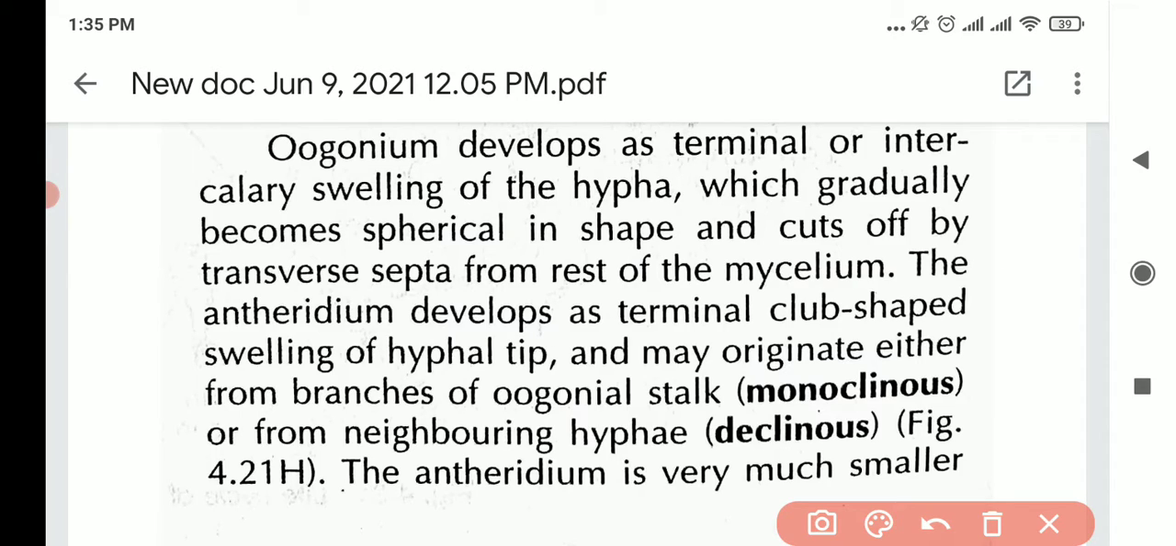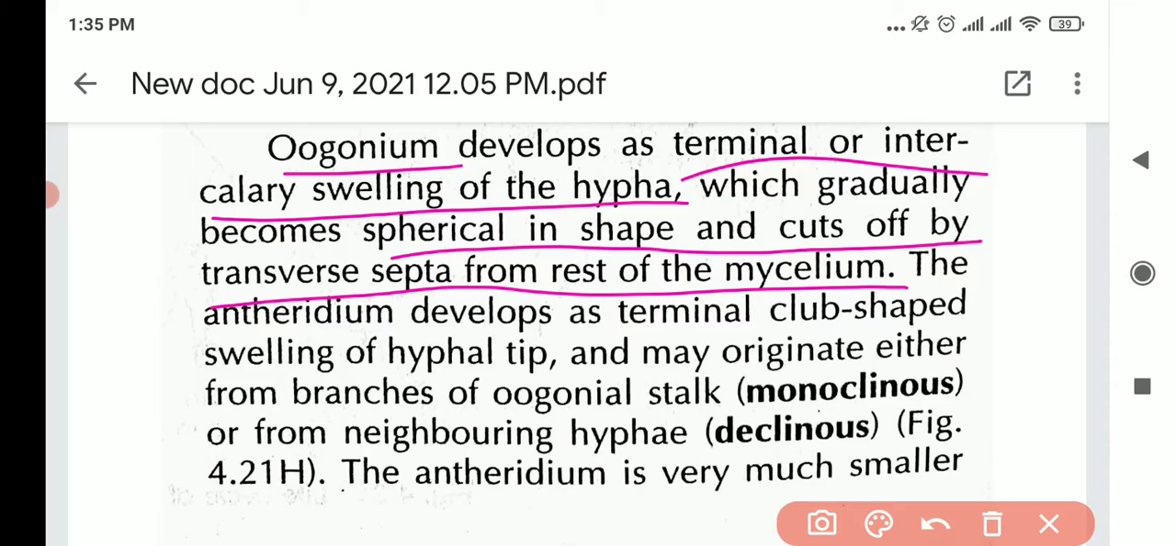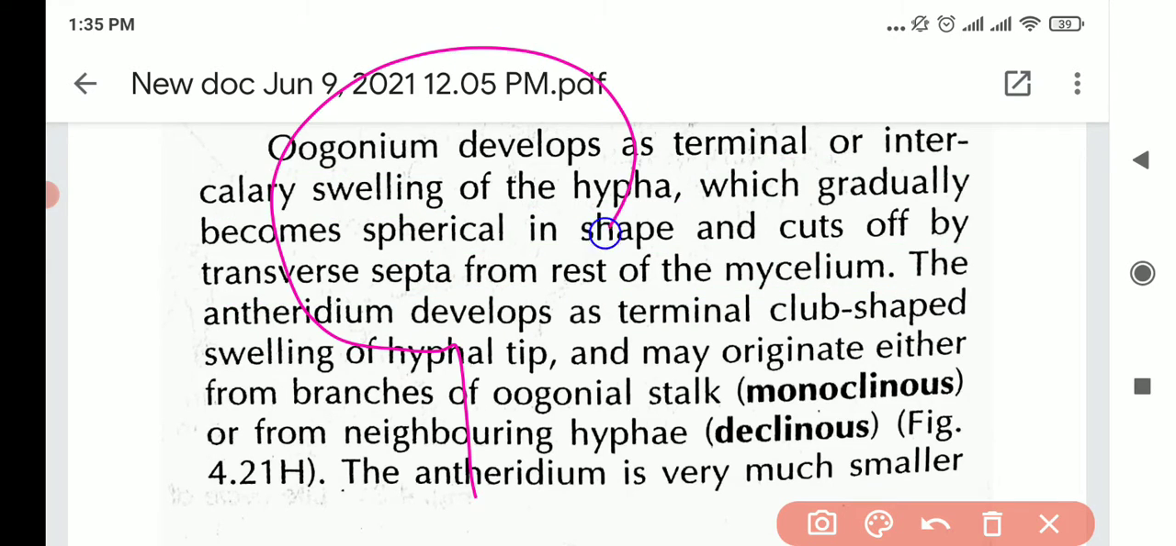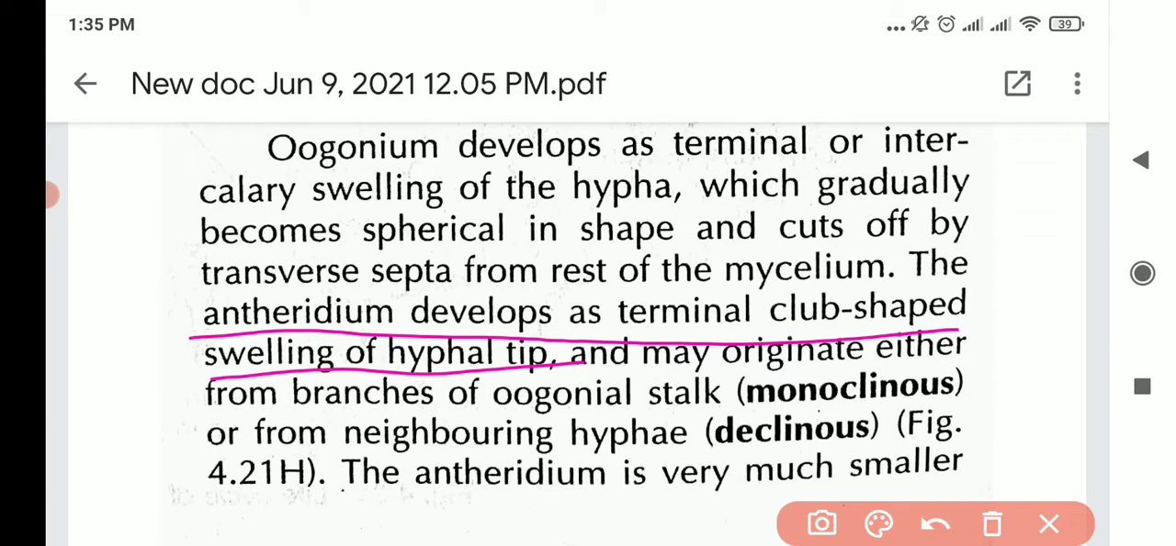The oogonium will develop as a terminal or intercalary swelling of the hypha, and it will become spherical in shape and be cut off by a transverse septum from the rest of the mycelium. The antheridium will develop as a terminal club-shaped swelling of the hyphal tip and may originate either from branches of the oogonial stalk or from neighboring hyphae.